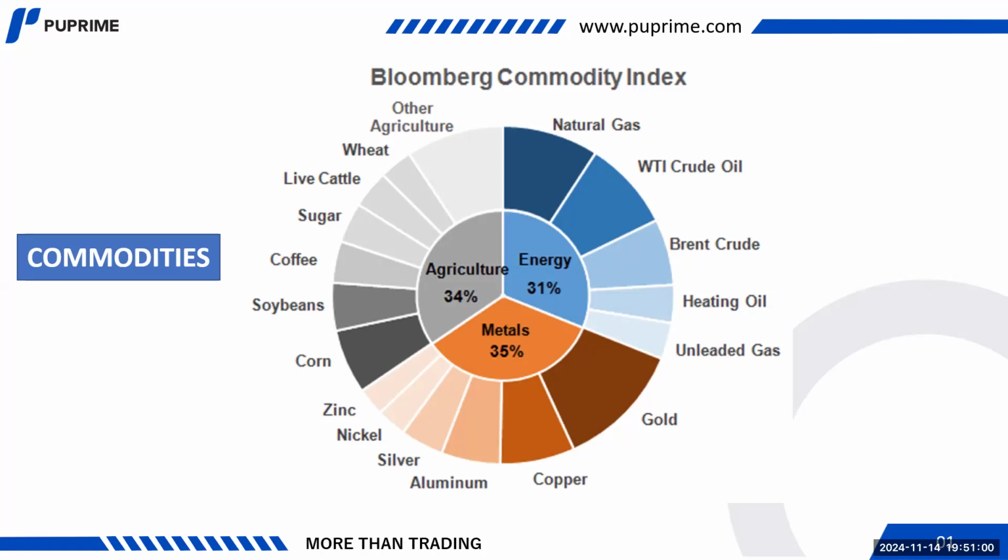So under the energy, we have natural gas, crude oil, Brent crude, heating oil, and unleaded gas. Under the metals, we have gold, copper, zinc, nickel. And under the agricultural produce, we have corn, soya beans, coffee, sugar, live cattle, wheat, and other agricultural produce.